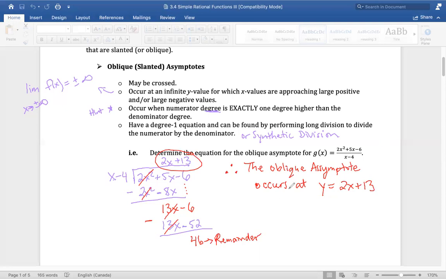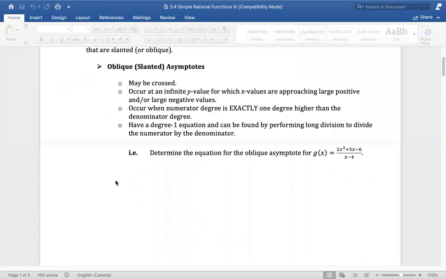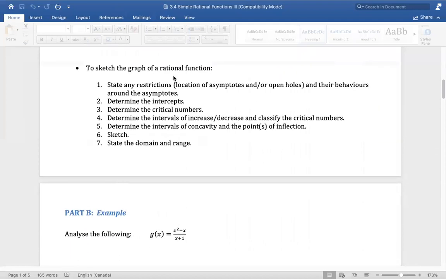So in order to sketch here, very similar to the last few videos, to sketch a graph, state any restrictions, look at my asymptotes, look at my open holes from the last lesson, and talk about their behaviors around the asymptotes, figure out your x and y intercepts, your critical numbers, your first derivative chart to look at increase, decrease, and classifying the critical numbers. Determine the intervals of concavity and points of inflection by doing your second derivative chart. List all the information beside the graph to sketch it, and then we'll finally state the domain and range.